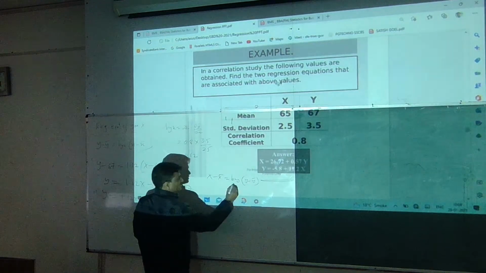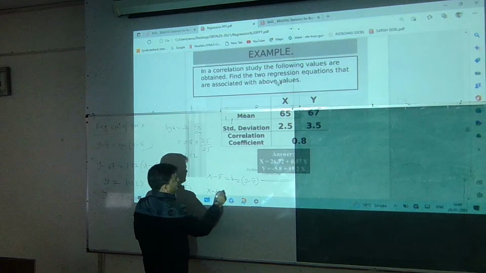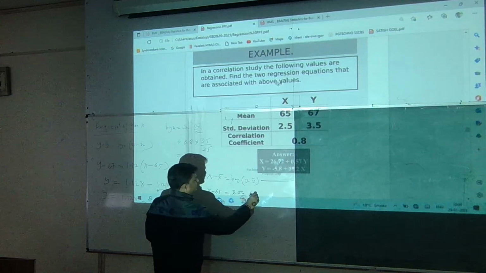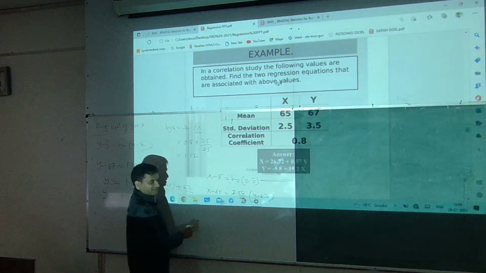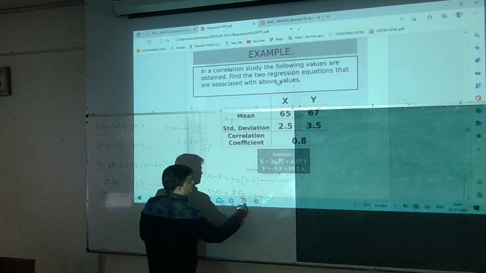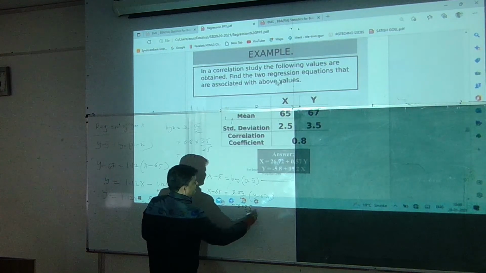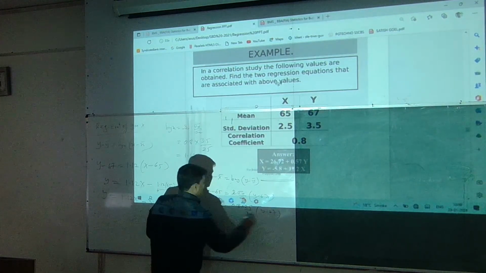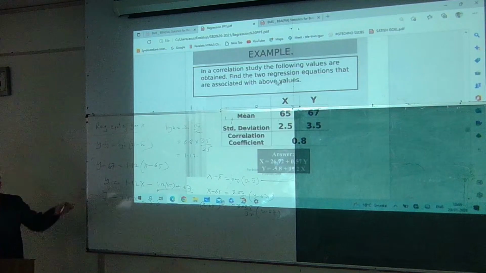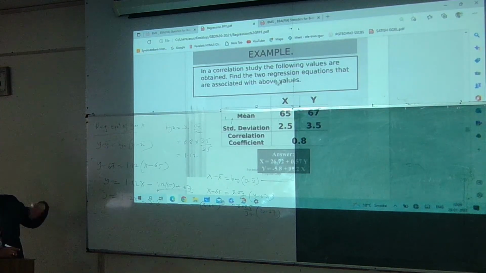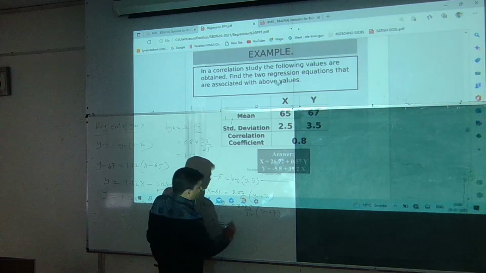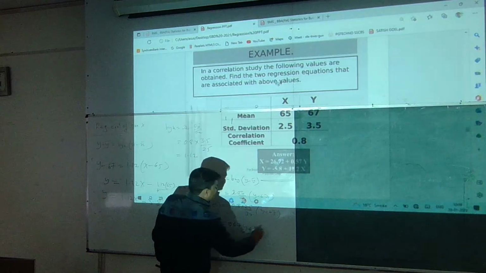So you should know, this is my x minus x bar equal to this r sigma x upon sigma y and y minus y bar. Okay, so just calculate this now. Again 0.8 into 2.5 upon 3.5. So by doing this simple calculation, you can obtain the equation of x on y. Okay, तो ये जो आपका x इक्वल टू, ये आ जाएगा, x equal to 0.57 y plus 26.72.